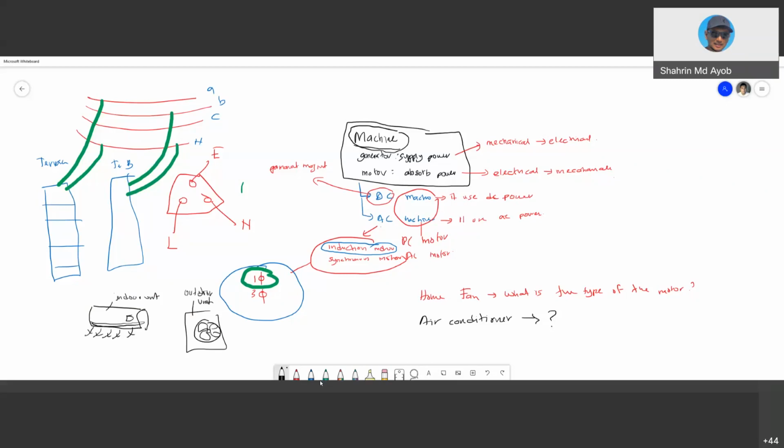Inside this indoor unit, there is no motor. The only motor inside the indoor unit is a blower motor, just to blow the air to the surroundings. The AC motor inside this aircon system is actually in the outdoor unit. So it is installed at the outdoor unit.